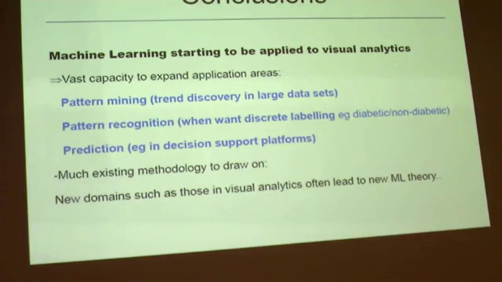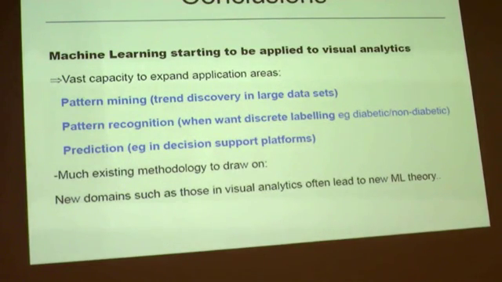So just to summarize that, as we're probably getting close to lunch now, machine learning is obviously starting to find its way into visual analytics. Lots of capacity to do all sorts of things. Pattern mining, trend discovery through unsupervised methods. Pattern recognition, where you want to classify discrete objects or detect particular types of patterns in data. And prediction, where you're doing more regression type things, or another possibility is structured output learning, where classifiers can have more complex forms of output, like strings of class labels, rather than just single ones.